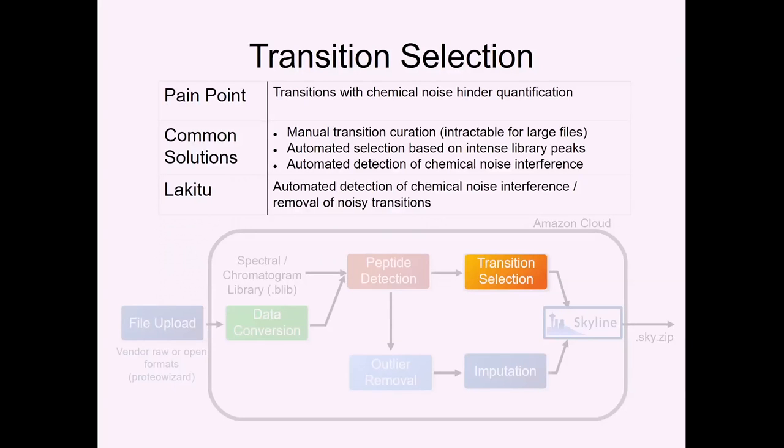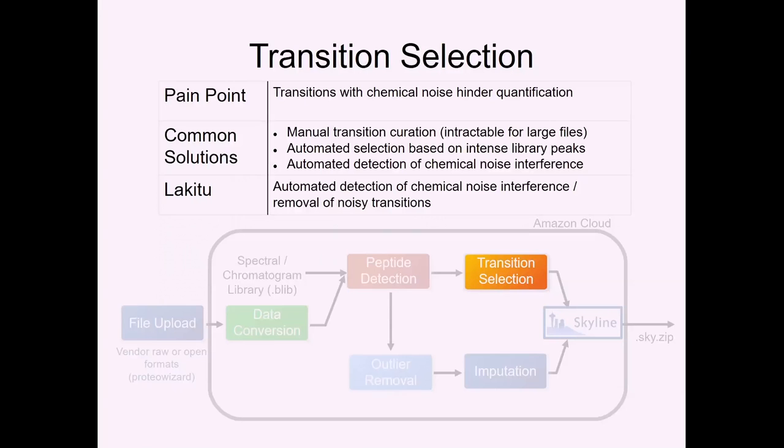aspect is transition selection, and there's lots of different ways that people have done this before. In some cases, people have manually curated the transitions, so this becomes intractable for a very large number of files. There's other ways that tools have basically gone and said, look, we're just going to use the X number of most intense peaks from a library spectrum. We found that this doesn't always work because sometimes the peptides don't really consider what the interference may be in a wider window.